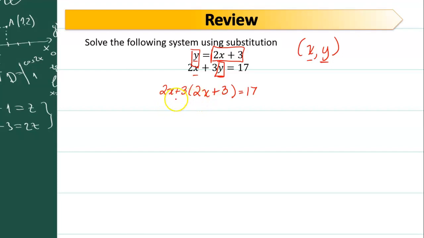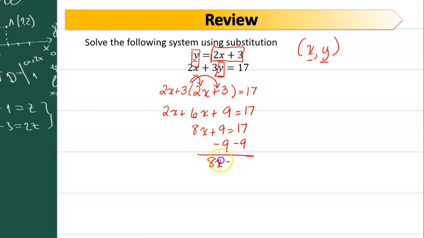This looks more complicated, but the advantage of doing this is that I now have 2 x's instead of an x and a y, which makes this much easier to solve. So now I can distribute: 3 times 2x is 6x, 3 times 3 is 9. I bring down the equal 17. 2x plus 6x is 8x, 8x plus 9 equals 17, minus 9 from each side, so 8x equals 8. Divide both sides by 8, and x equals 1.